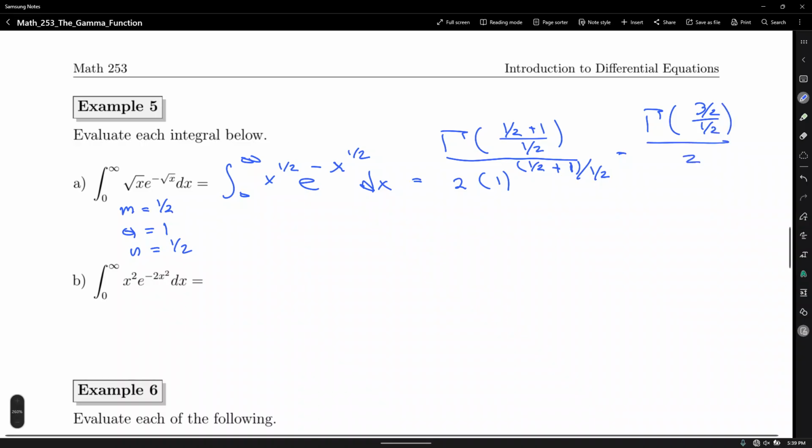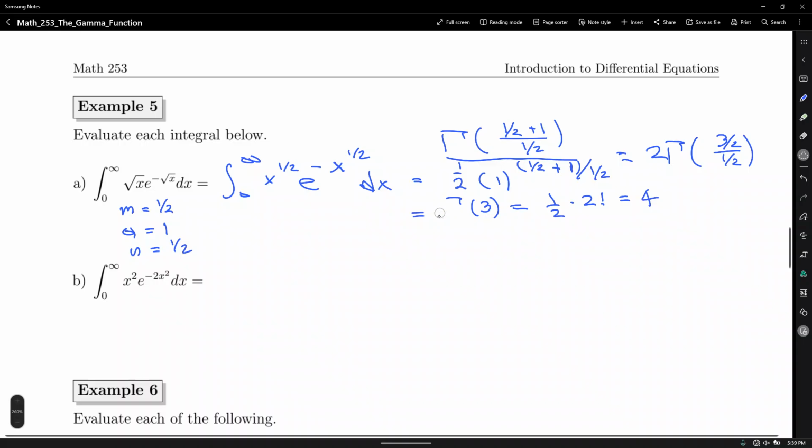Okay, 3 halves divided by 1/2, is that gamma of 3? So this is gamma of 3 over 2, or 1/2 gamma of 3, which is 1/2 times 2 factorial, which is actually equal to 4. Well, hold on. Okay, this was supposed to be a 1/2 here, which becomes a 2 there. All right, got it. And this is 2, and that equals 4. All right. Okay.